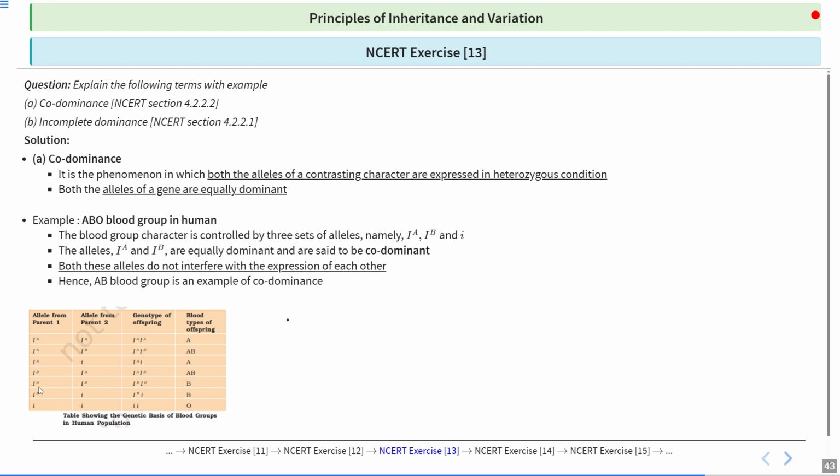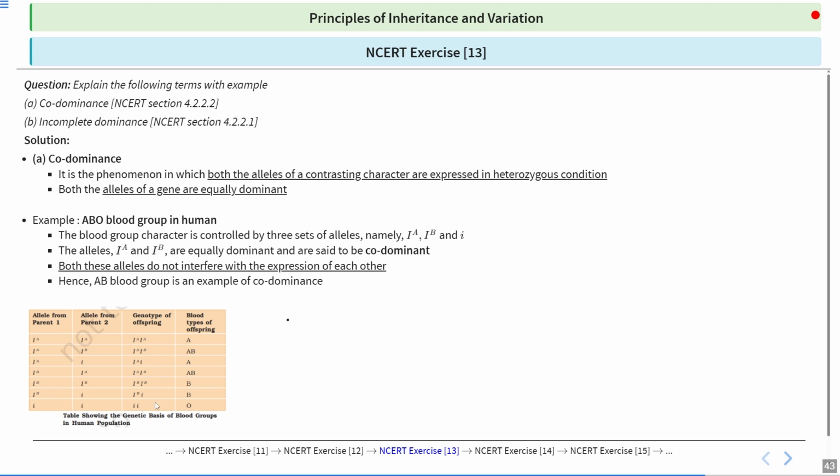Clear? Then if one parent is having IB and another parent is having IB, the genotype of the offspring will be IB IB. Okay, the blood group will be B. Then next one is IB and small i. Genotype will be IB and small i. The blood group will be B because IB is dominant over small i. And if both of the parents contain small i, then the genotype is small i small i, and the blood group will be O. So for small i, these children or offspring should inherit small i from both the parents.